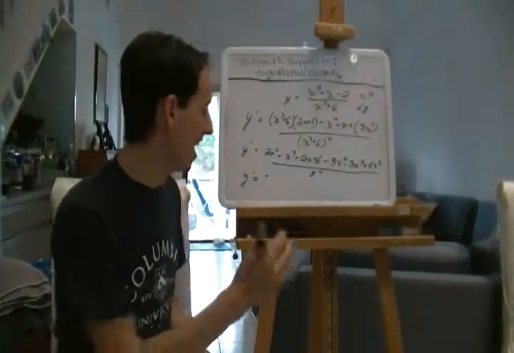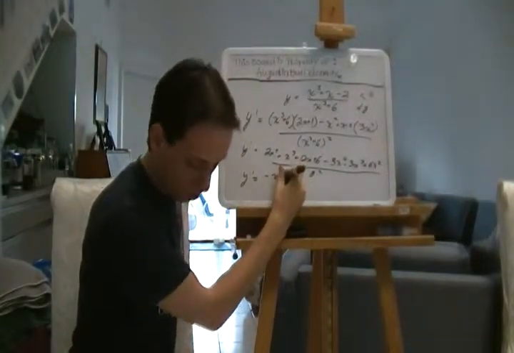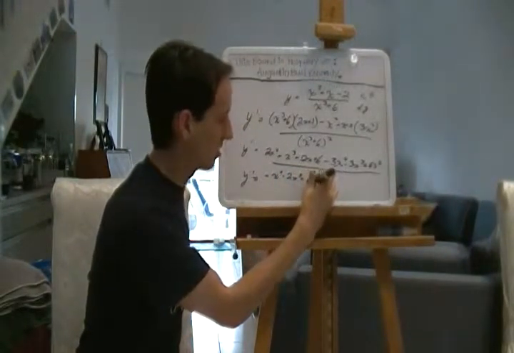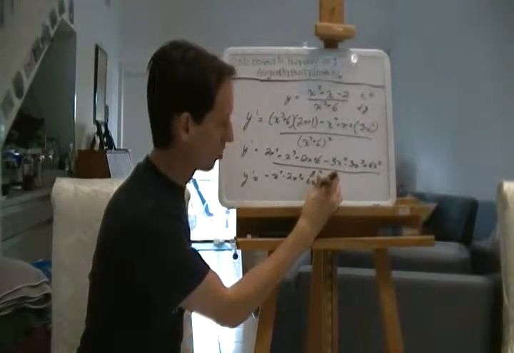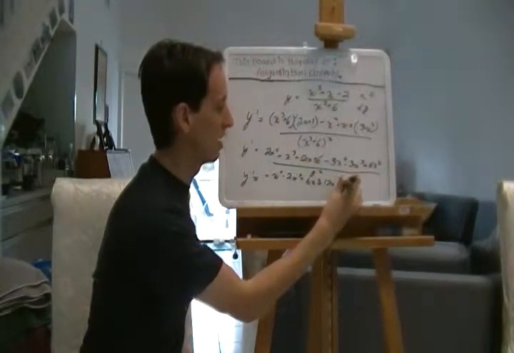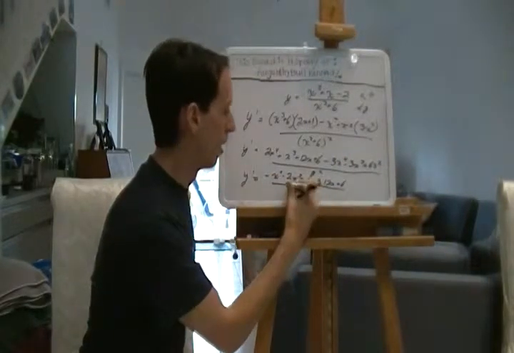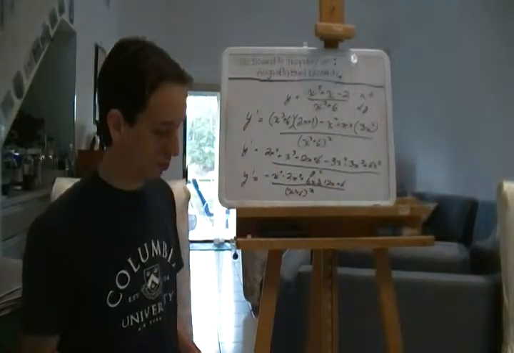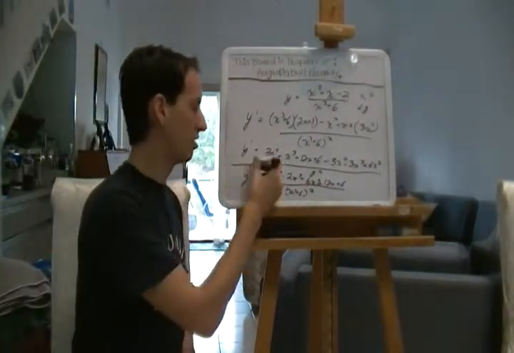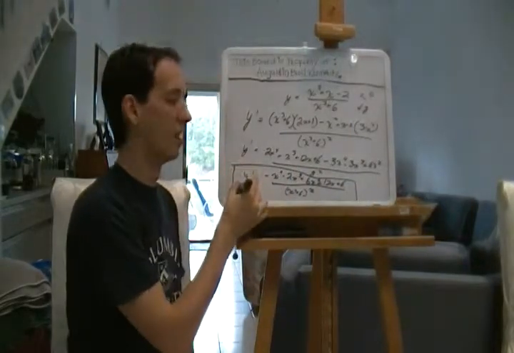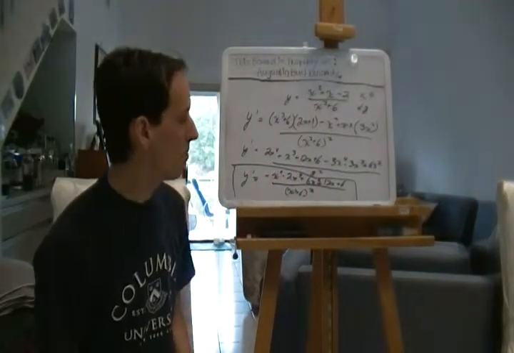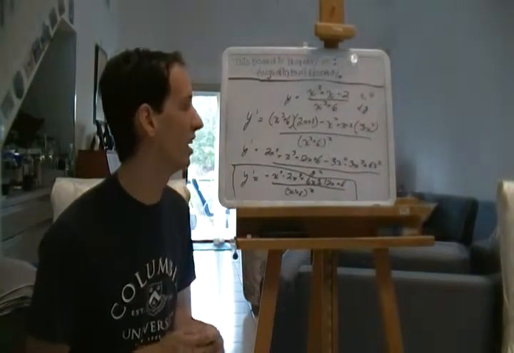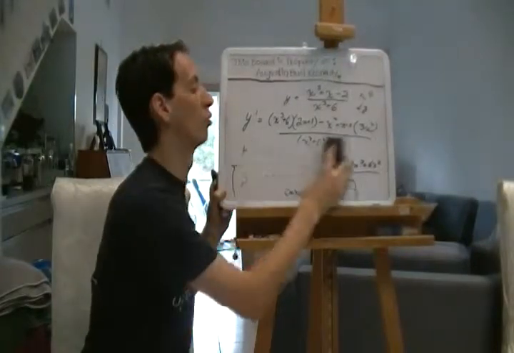Okay, I disconnected it. Negative x to the 4th minus 2x cubed plus 6x squared plus 12x plus 6 over x cubed plus 6 squared. Yep, there's your answer. It's pretty messy, but oftentimes the quotient rule is going to be fairly messy. It's not going to be as clean or as simple as the product rule.